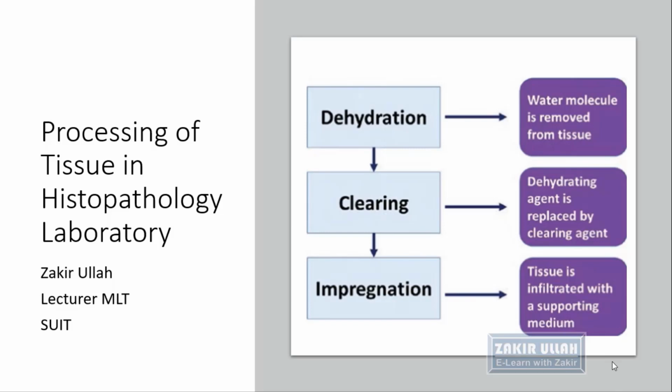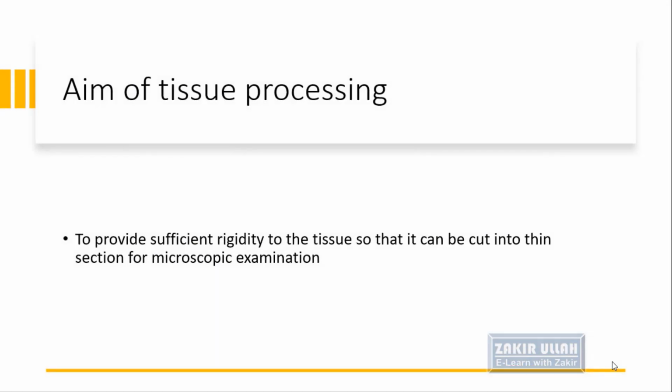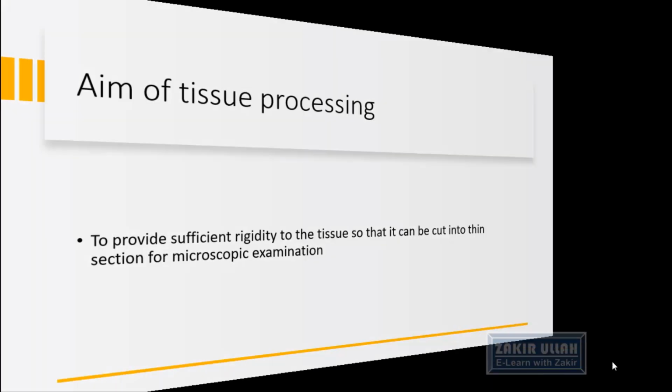Today we will learn about the next step of histopathology laboratory, that is tissue processing. How will we process a tissue in histopathology laboratory? The aim of processing is to provide tissue sufficient rigidity so that after processing it can be cut into thin sections with the help of a microtome, and those sections will be feasible for microscopic examination.